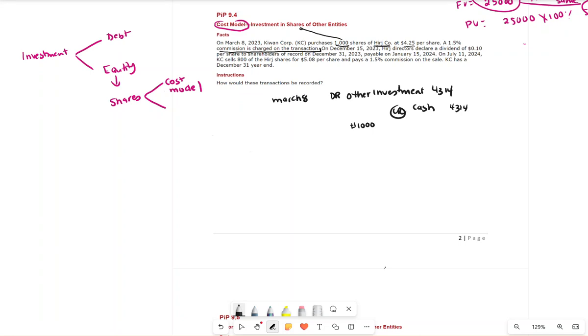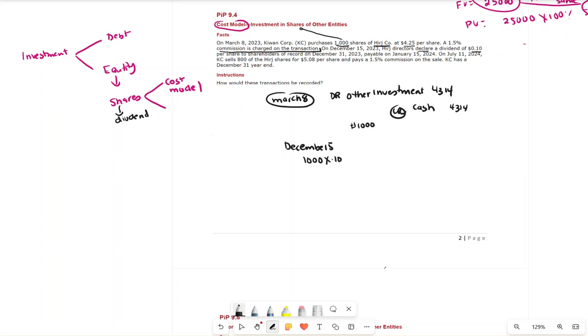Going further, they said on December 31st they declare a dividend, and the dividend is 10 cents. If your investment is in shares, what are you going to get? You're going to get a dividend. The company that we purchased the investment in declares a dividend. We own 1,000 shares, and our dividend is 10 cents.